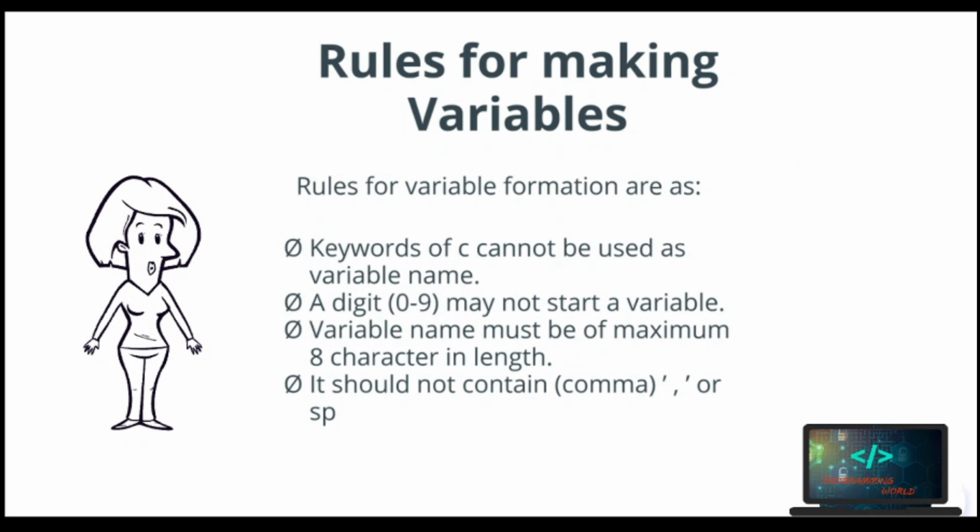Rules for making variables. Keywords of C cannot be used as a variable name. A digit 0 to 9 may not start a variable. Variable name must be of maximum 8 characters in length. It should not contain comma or full stop.